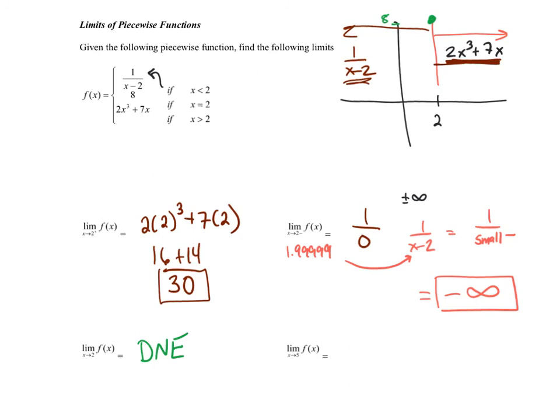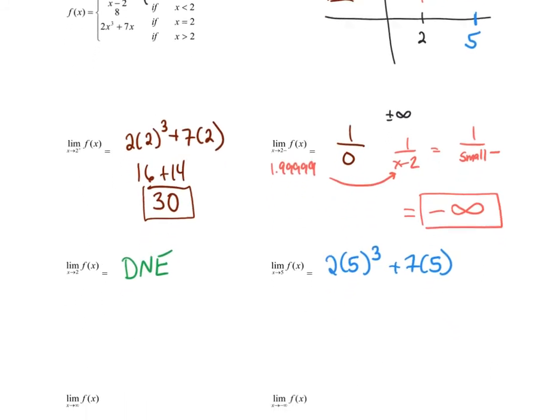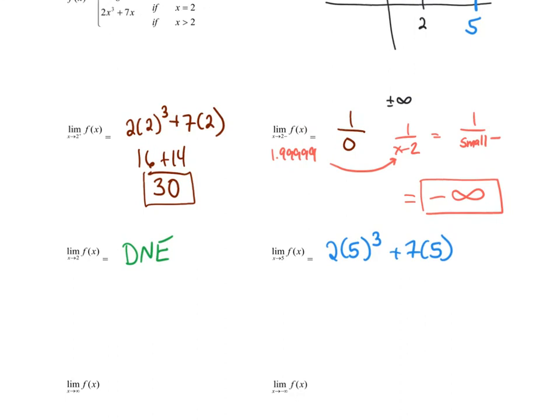So the next one says 5. Well, 5 is somewhere over here. So that's definitely going to be in that cubic part. So I would just do a direct substitution, see if it gives me anything funny. And it shouldn't, because it's just a cubic function. So we get 2 times 5 cubed plus 7 times 5. So we just have to figure out what that is. So that's going to be 2 times 125 plus 35. That's 250 plus 35. That's 285.